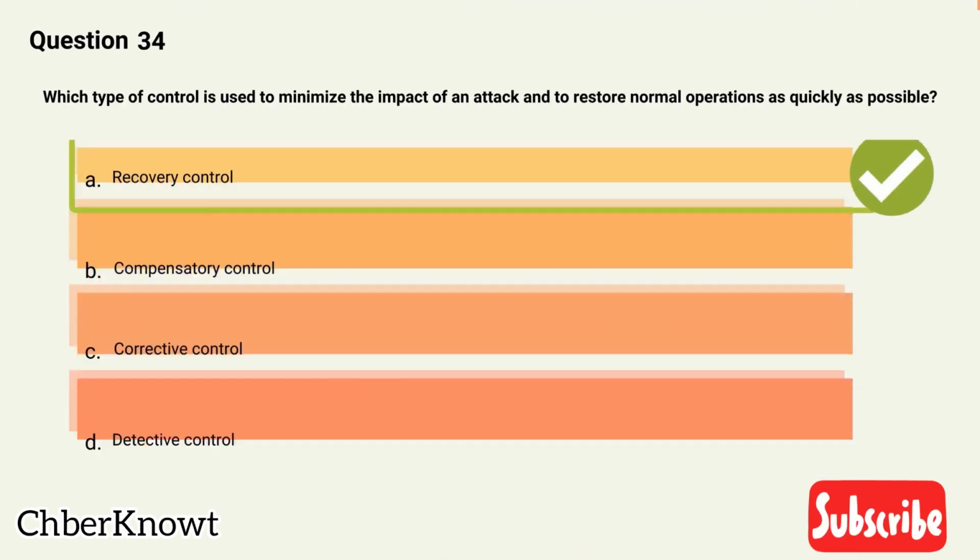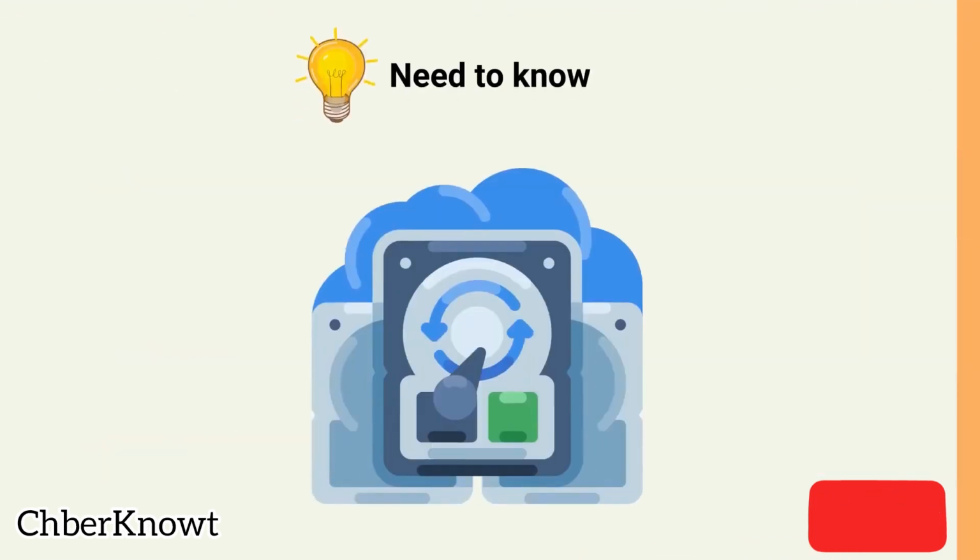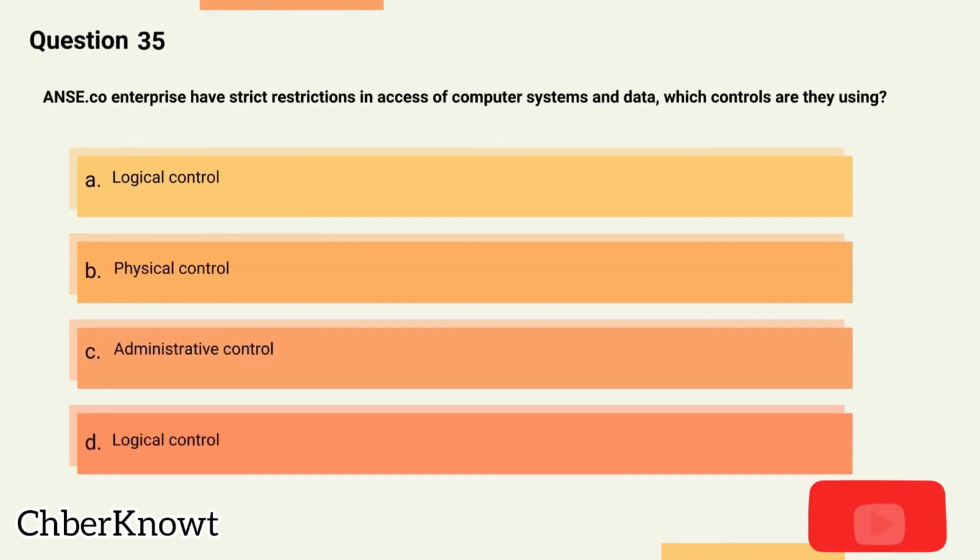Recovery control. Explanation. Recovery controls are used to minimize the impact of an attack and to restore normal operations as quickly as possible. Examples of recovery controls include backup systems, disaster recovery plans, and business continuity plans. Question 35. ANSE.co Enterprise have strict restrictions in access of computer systems and data. Which controls are they using?